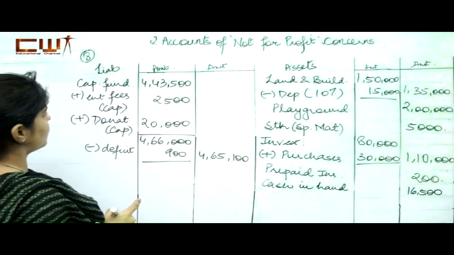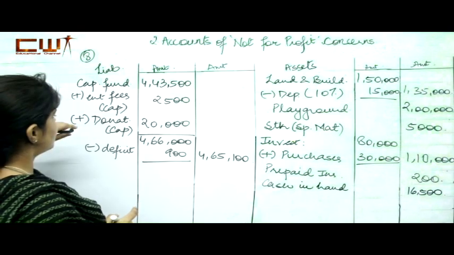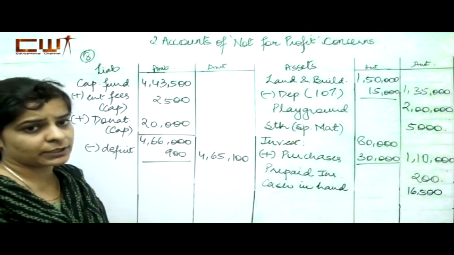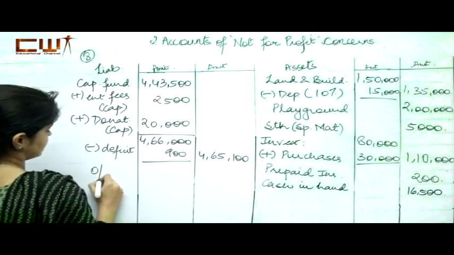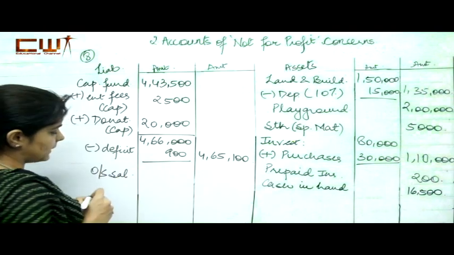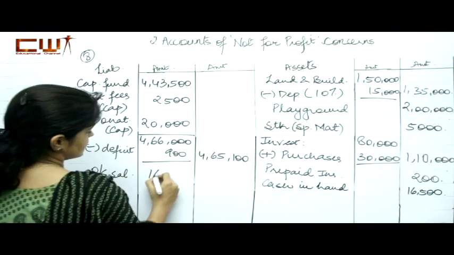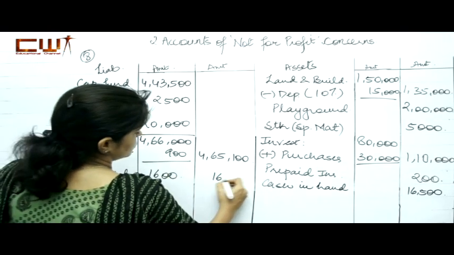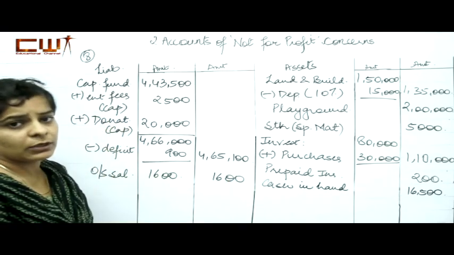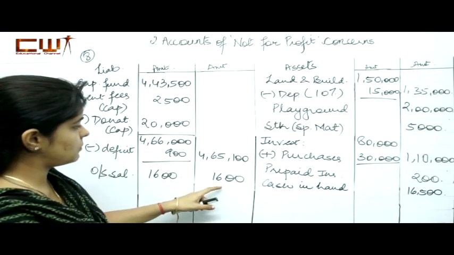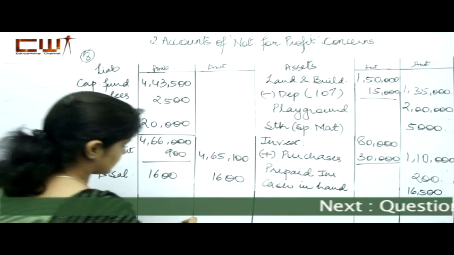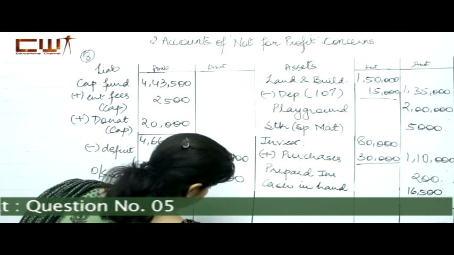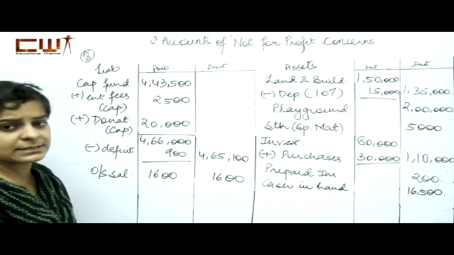This is the capital fund you have calculated: added up the entrance fees, then the donation, both of which were capitalized, then subtracted the deficit that you calculated. Next is outstanding salary that you added in the expenditure account. Outstanding is how much? 1,600, right? You will write it here also. So you have both the columns ready. 4,65,100 plus 1,600 will give you 4,66,700. This is the total of the liabilities side.